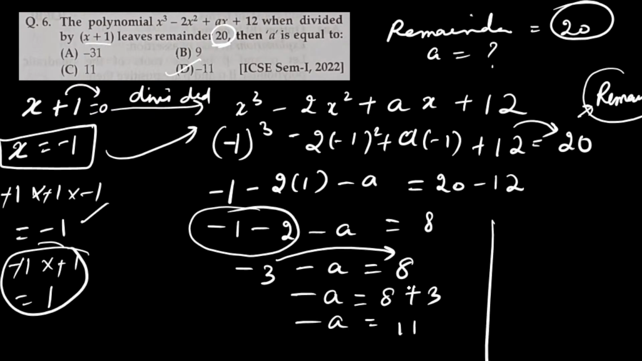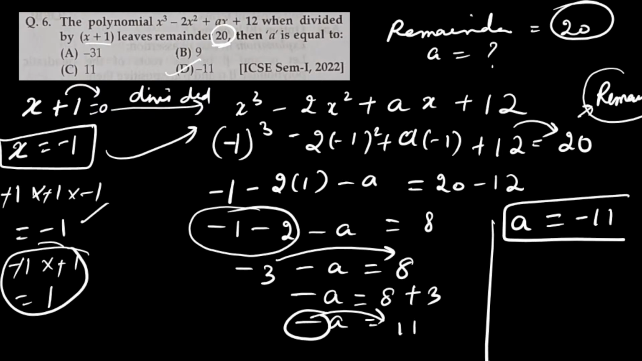So minus a's value we don't have to find, we have to find the value of a. So that means this minus sign also we have to shift to the other side. When we shift the minus sign to the other side, a's value we will get is minus 11. Is it clear? Sanika, is it clear? A is equal to minus 11. That was your doubt.